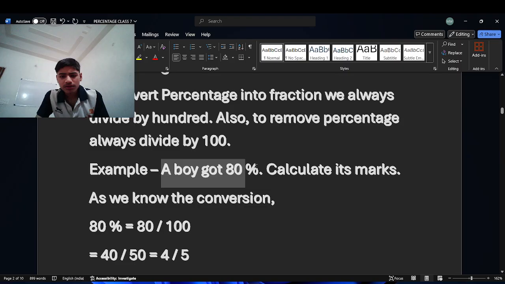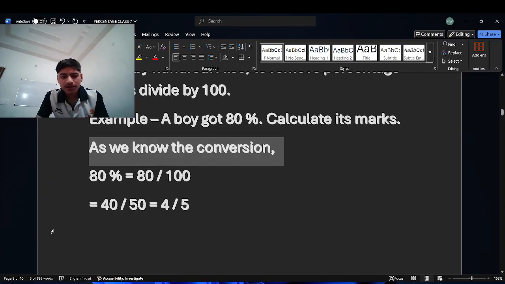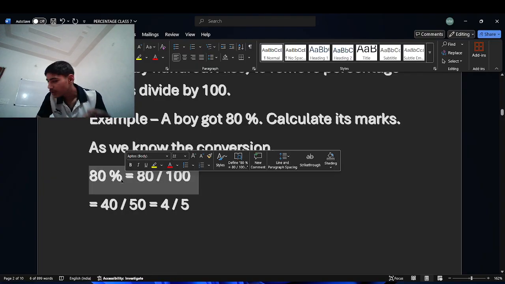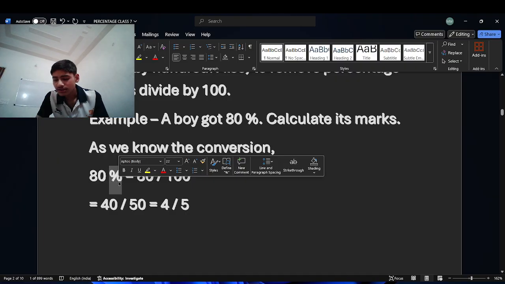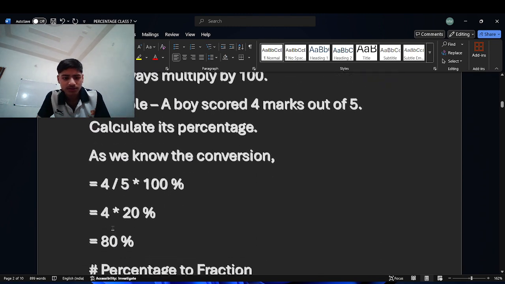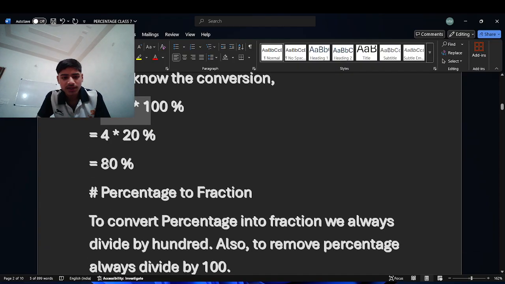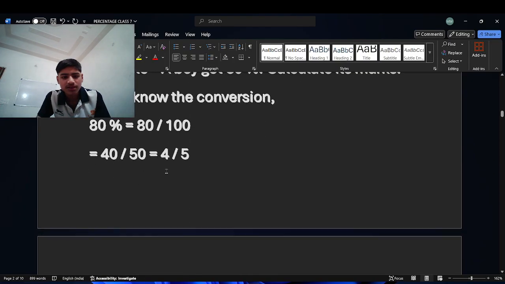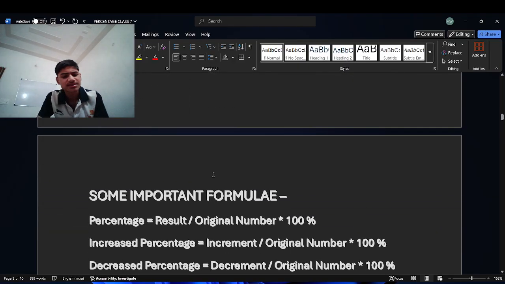A boy got 80%, calculate the marks. As we know the conversion, to remove the percent sign you just divide by 100. So 2 times 40 is 80 and 2 times 50 is 100. So 40 by 50, the 0s cancel out, leaving 4 by 5. And we got 4 by 5 here also, so it is the same.